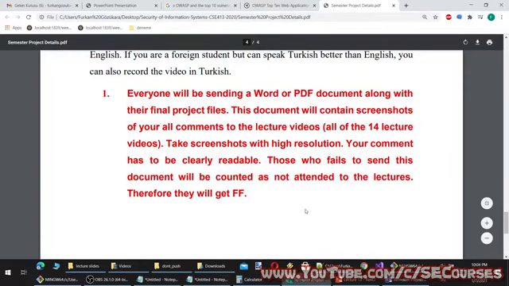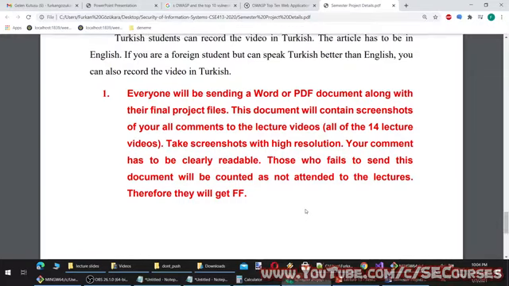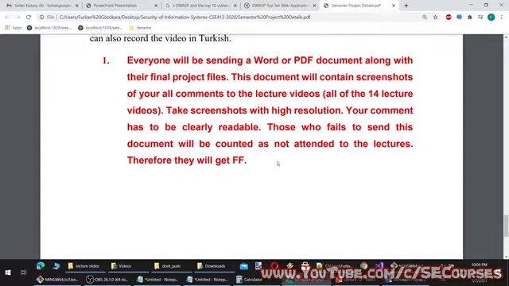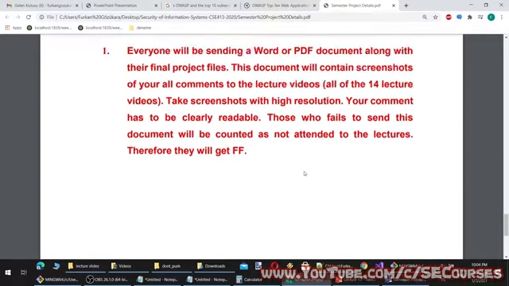Everyone will be sending a Word or PDF document along with their final project files. This document will contain screenshots of all your comments on the lecture videos, all of the 14 lecture videos. Take screenshots with high resolution. Your comment has to be clearly readable. Those who fail to send this document will be counted as not attended to the lectures. Therefore they will get FF.